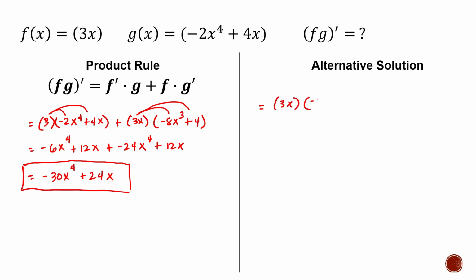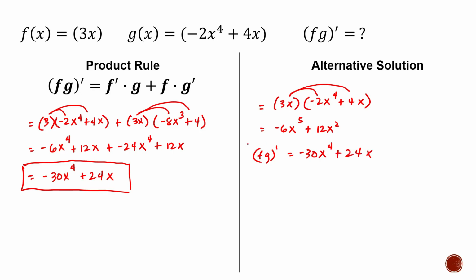So here what we will do is we will multiply the two functions and then apply the differentiation rules. So multiply that. That'd be negative 6x to the fifth power. Multiply this plus 12x squared. And then if you want to find the derivative of that, 5 times negative 6 is negative 30x to the fourth power. This will be plus 24x. So you see, we have the same answer, but which one do you think is easier?